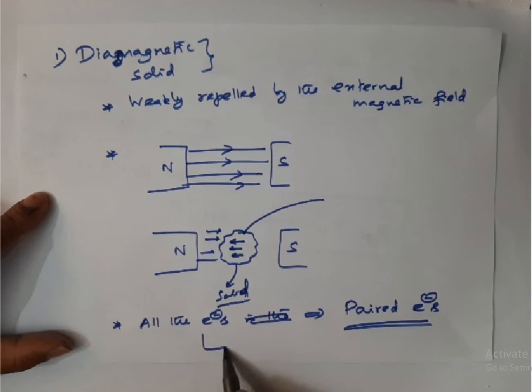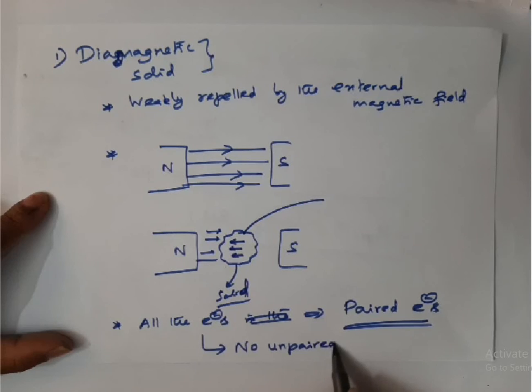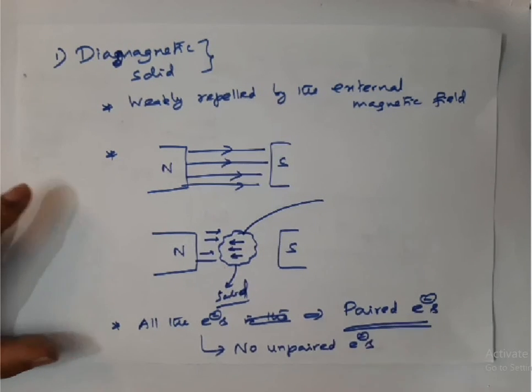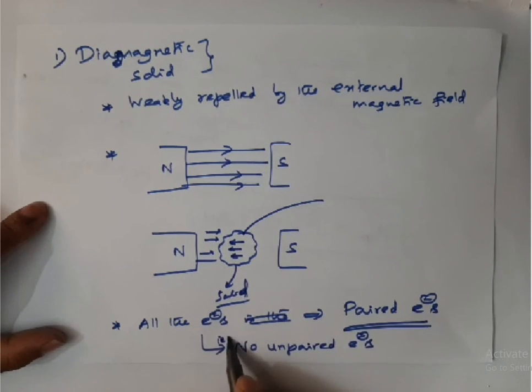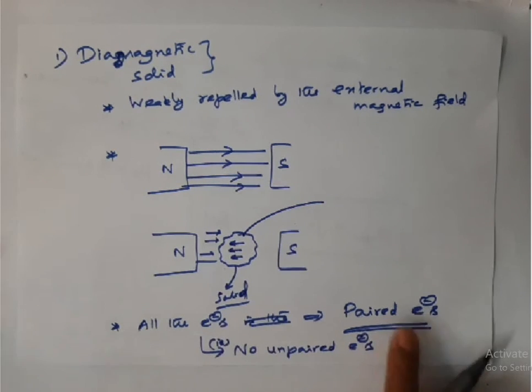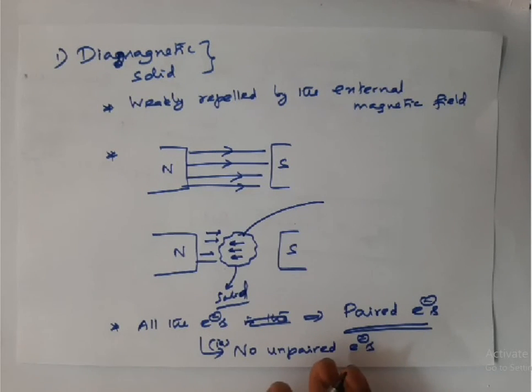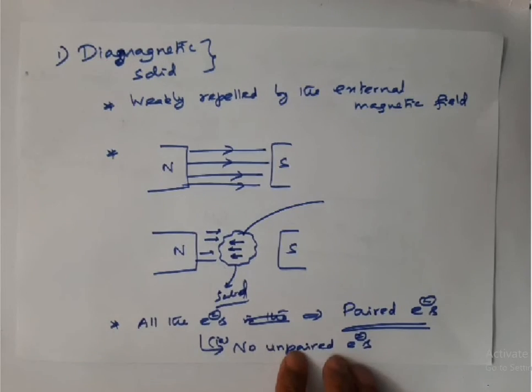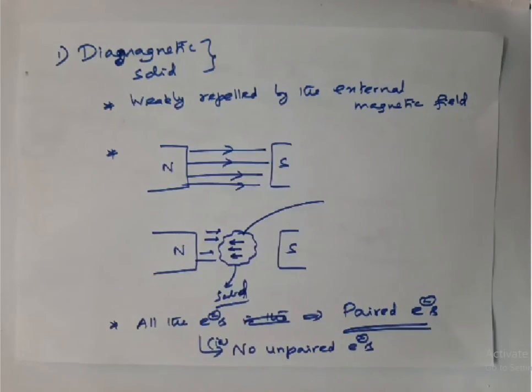That means there is no unpaired. That's the meaning. No unpaired. There are no unpaired electrons. Okay. If all the electrons are fully paired, then the magnetic field that arises in the solid will oppose the external magnetic field. We call those materials diamagnetic materials.